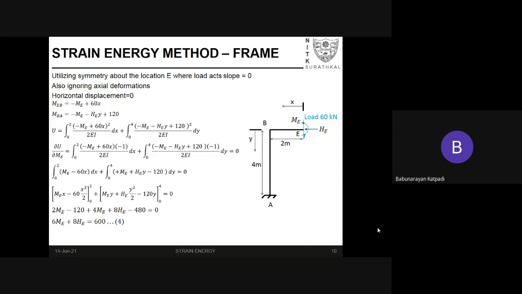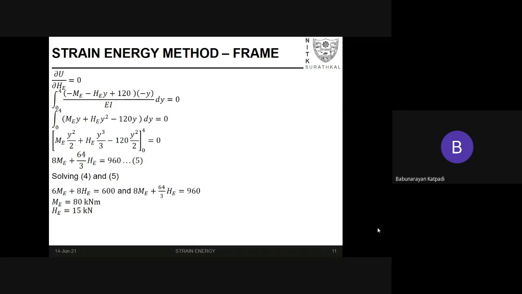On simplification, you will get the equation for the first, that is dU by dME, as 6ME plus 8HE is equal to 600. Similarly, if you differentiate this with respect to HE, the other redundant, and equate it to 0, you will get another equation. It will be 8ME plus 64 by 3 HE is equal to 960. These are simultaneous equations, and you can solve them to get the values of ME and HE. If you solve these two equations, you will get ME as 80 kilonewton meters and HE as 15 kilonewtons, which are the desired results and which compare with what you got from the moment distribution method. Same results that you got from the moment distribution method.